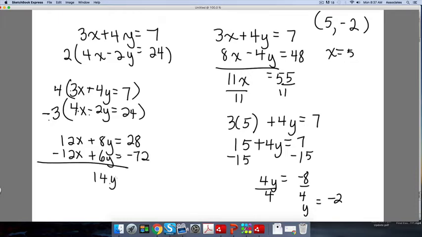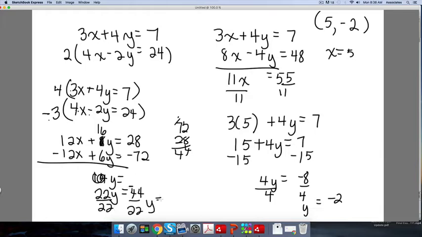So I get 14y equals... now let me do this, I gotta do a quick... No. Here's my mistake, this is 16. So I get 22y equals 44. Divide both sides by 22. So y is, and it should be negative, y is negative 2. And then plug it in and we'll get the same thing.